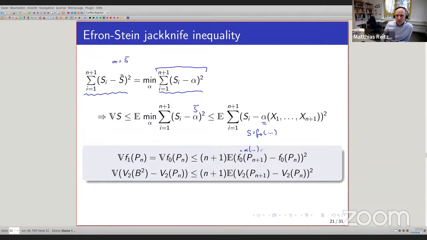So we take the original Efron-Stein-Jackknife inequality, but we replace the optimal S bar, not by the mean value over all possible vertices if we ignore one of the points, but we take the convex hull of all points and take the vertices of that. Count the vertices of this. And the same holds true for all other functionals, like the area difference.